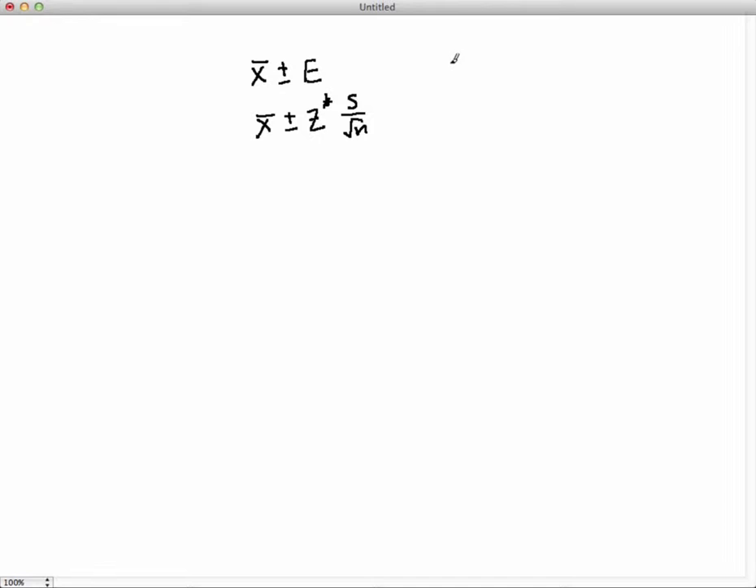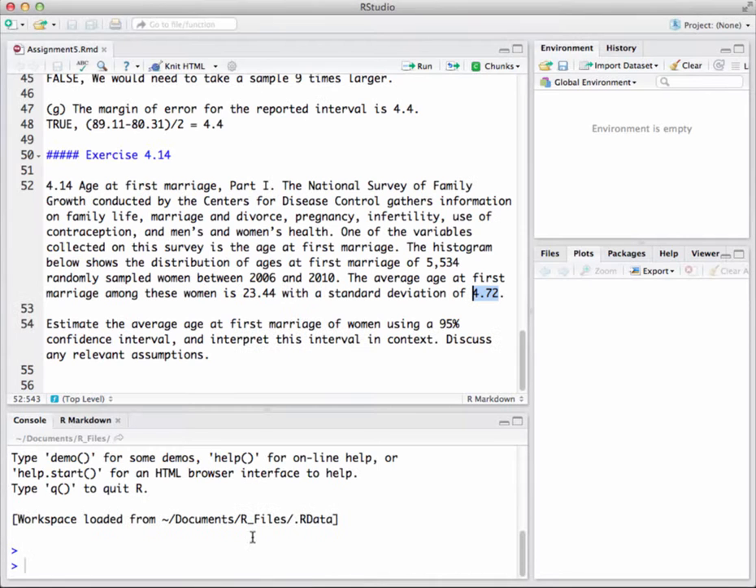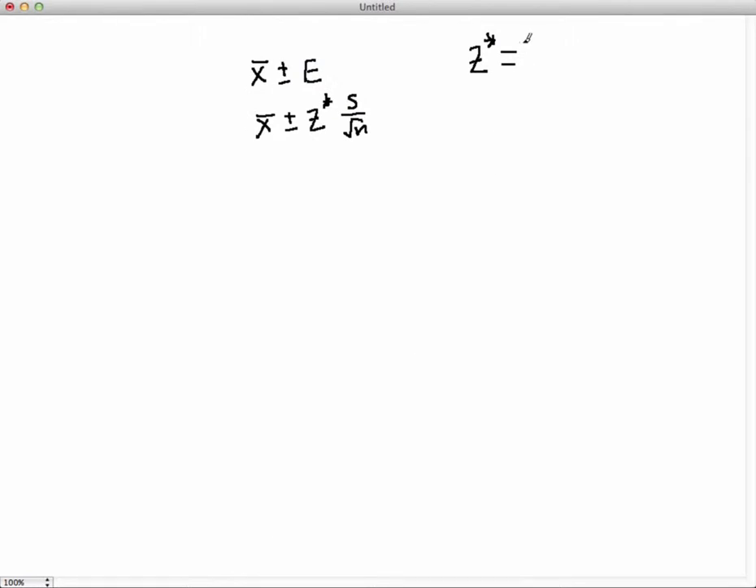Now, you need, of course, to figure out Z star. To know what that value is going to be equal to, you need to know what your confidence level is. So in this particular problem, let's go back and take a look. One last thing we needed to write down is that they want us to create a 95% confidence interval. So that tells us that our confidence level is 95%. And since it's 95%, Z star is going to be equal to 1.96.